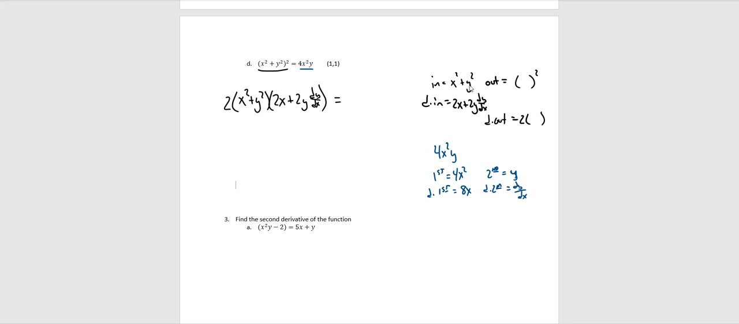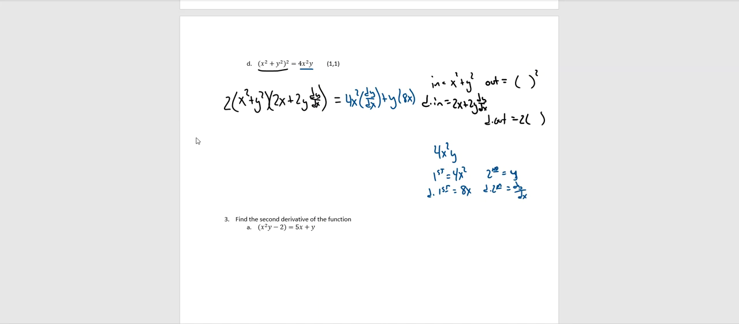Remember, you don't have to write these down if you don't need it. If you can look at this and say, oh, it's going to be 4x squared times the derivative of y, right? First times derivative of second, plus second times derivative of first. Maybe you don't need this. Maybe you can just write it down. That's fantastic. That's my goal for everybody.